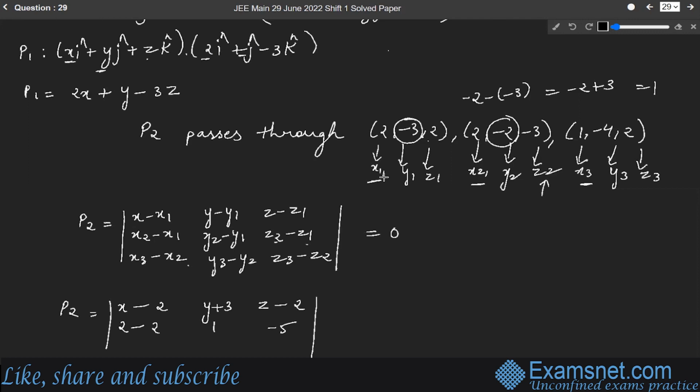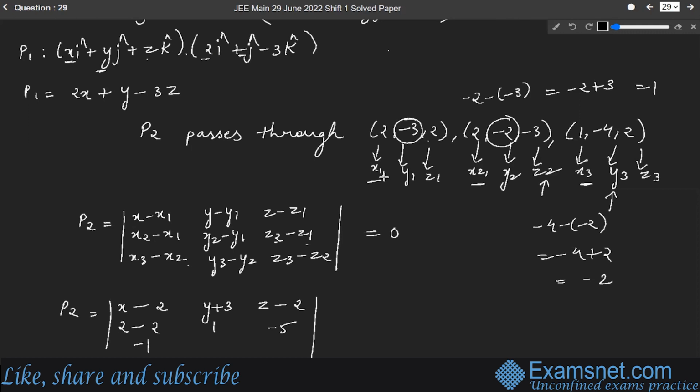x2 is 2. Okay, so 1 minus 2 will be minus 1. Then y3 minus y2. y3 is minus 4 and y2 is minus 2. So minus 4 minus minus 2. It will be minus 4 plus 2, which is equal to minus 2, right?